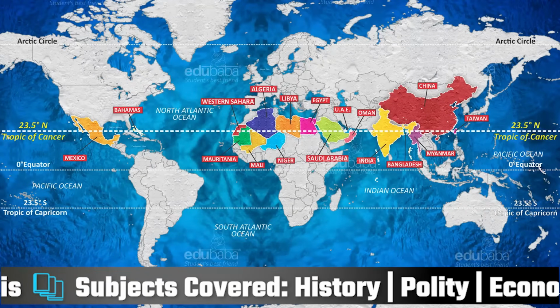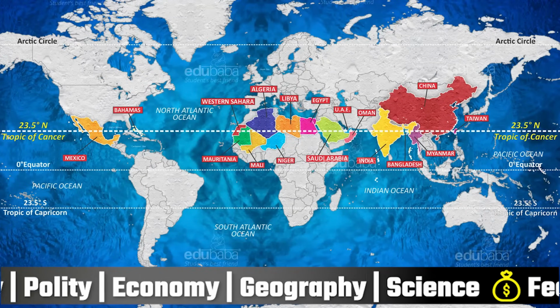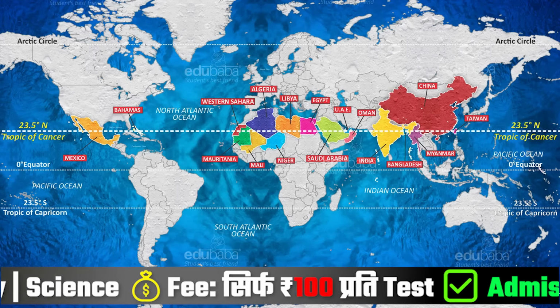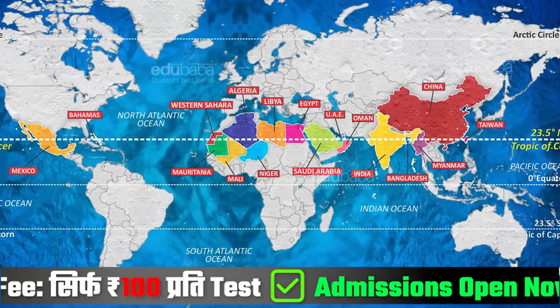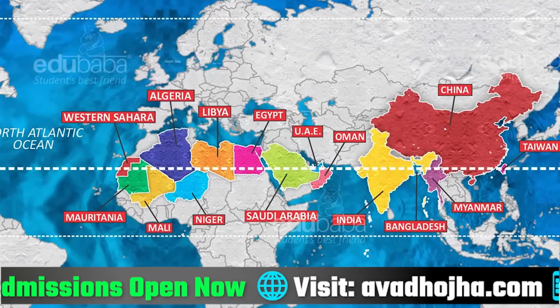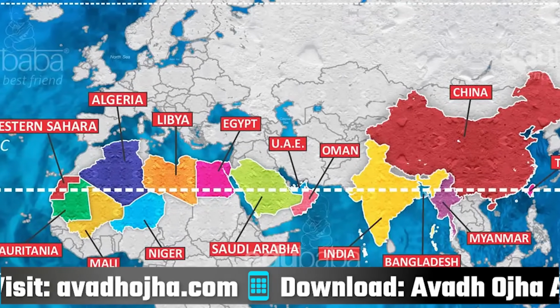Then the second topic is Tropic of Cancer. This is very important. Important with respect to PCS. They'll ask you how many countries does it cross. With respect to world and in India's dimension, they'll ask you how many states it covers.